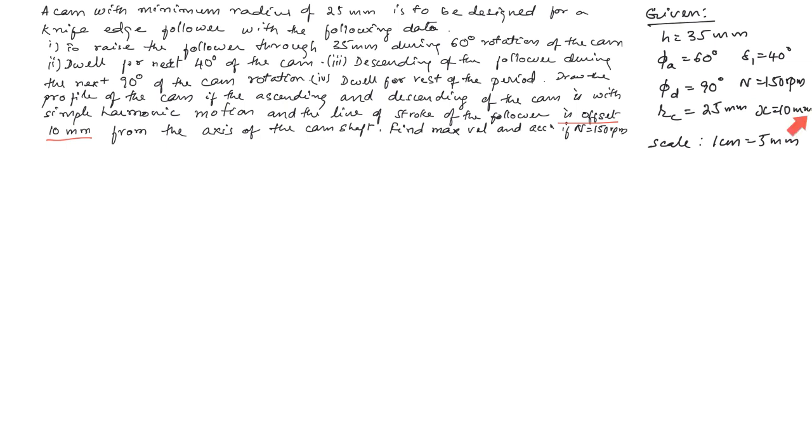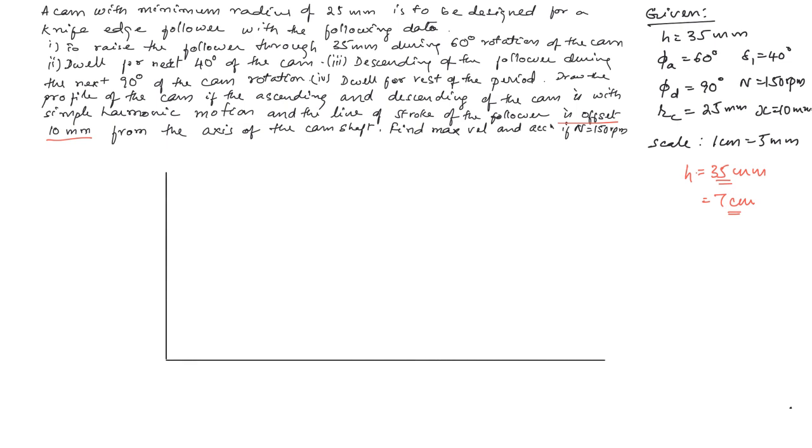Again we will take a scale of 1 centimeter equal to 5 mm. So the maximum height of the follower h is equal to 35 mm, which in centimeters will be 7 centimeters according to this scale. Now we will draw the follower displacement diagram. We will draw a vertical line of height 7 centimeters. Then we draw a horizontal line of arbitrary length.